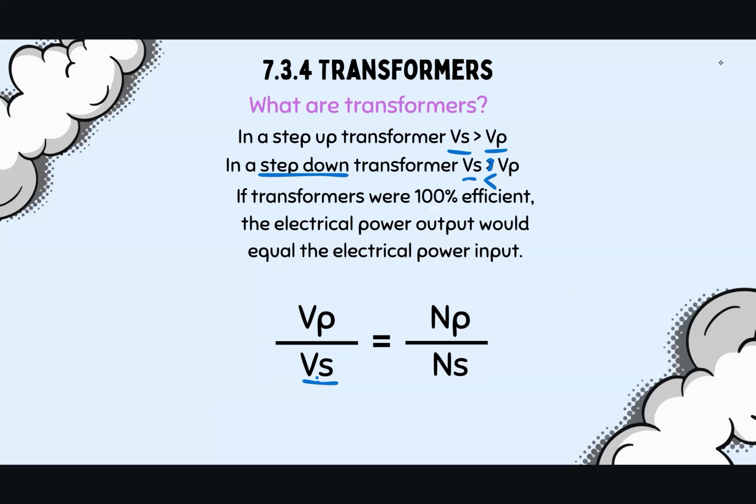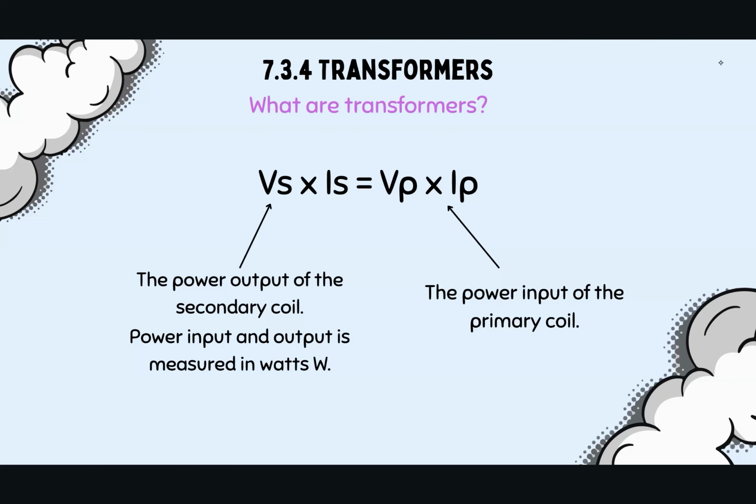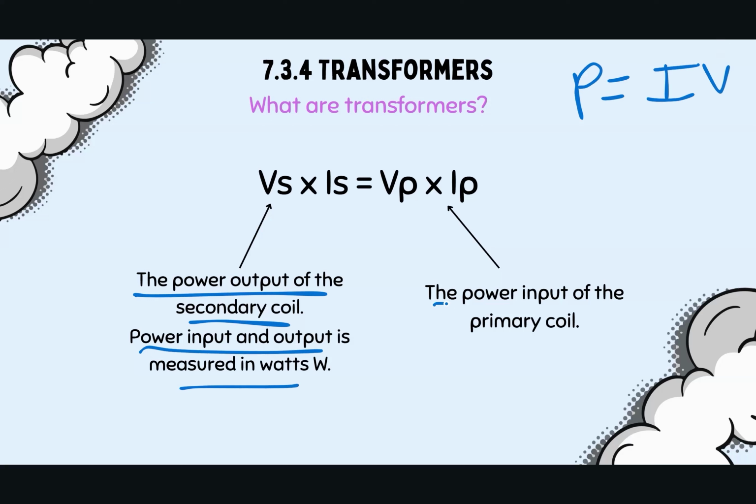Now, if transformers were 100% efficient, the electrical power output would equal the electrical power input. So, power equals I times V, and power is measured in watts. So if we do I times V, we get the power of the secondary and the power of the primary, and they will always equal each other because power is conserved.